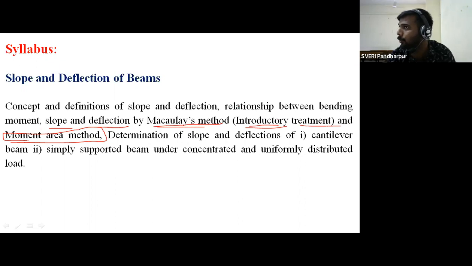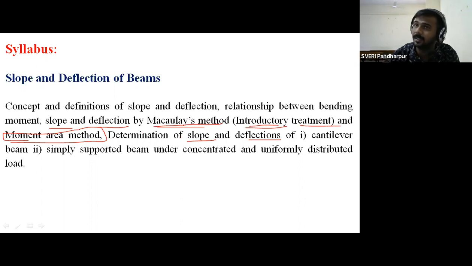So whenever we have to go for solving the numericals, we have to solve them by using the moment area method. And for this moment area method, once again we have to remind the concepts of the bending moment diagram. In this particular moment area method, we have to draw the bending moment diagram, and by using that bending moment diagram, we can calculate the slope and deflection.